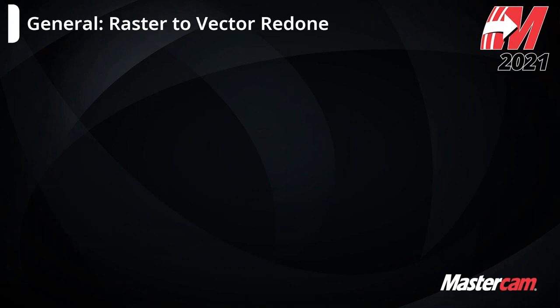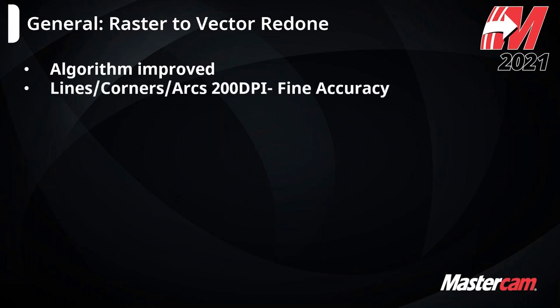A bit of a larger change here. Mastercam has a function called raster to vector, if you're not familiar. What that will do is convert an image into 2D wireframe geometry right inside of Mastercam. It was rewritten from the ground up. What I always recommend to people when you're first getting started, there's a lot of options in there on how it creates the geometry, whether it's arcs, splines, lines. I always recommend the lines, corners, arcs at 200 dpi with a fine accuracy.